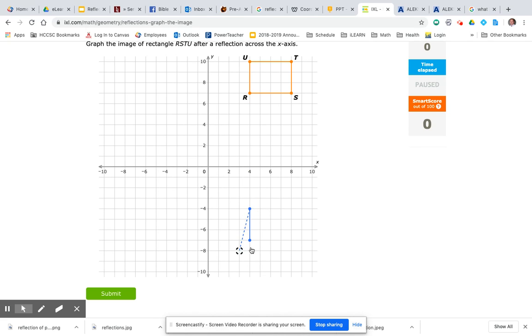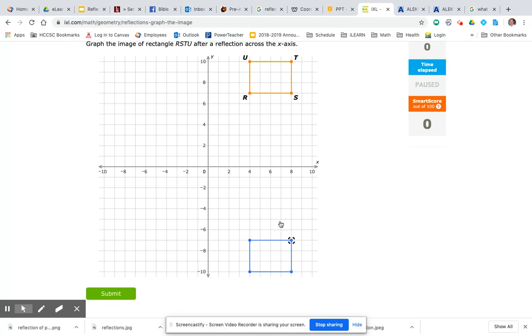1, 2, 3. Whoops, wrong direction. Let's see if we can get this. 1, 2, 3. Uh-oh. 1, 2. There we go. 3. 1, 2, 3, 4. Okay. So now the image has been reflected.